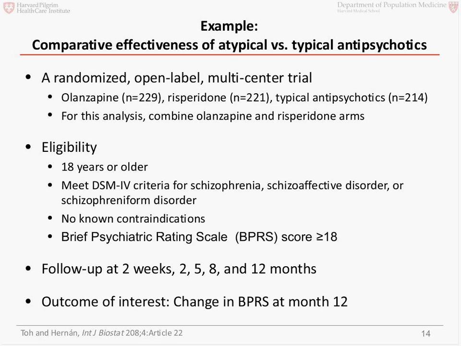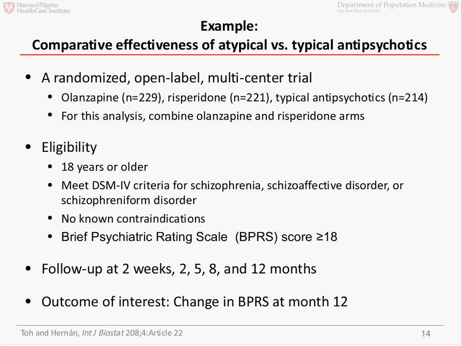To see how we can do that, I think it would be good for us to go over an example. The one that I used here is a randomized trial of antipsychotics. This trial was designed to look at the comparative effectiveness of atypical and typical antipsychotics. It's an open-label, multi-center trial. Originally, it has 3 arms, so patients were randomized to receive olanzapine, risperidone, or typical antipsychotics.